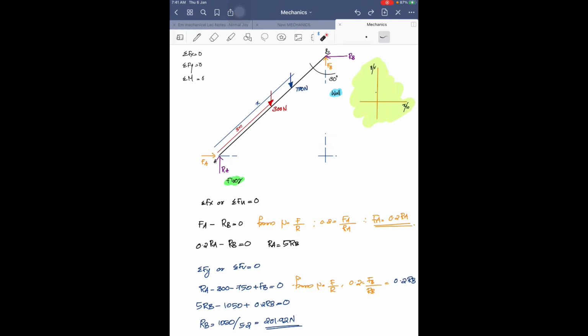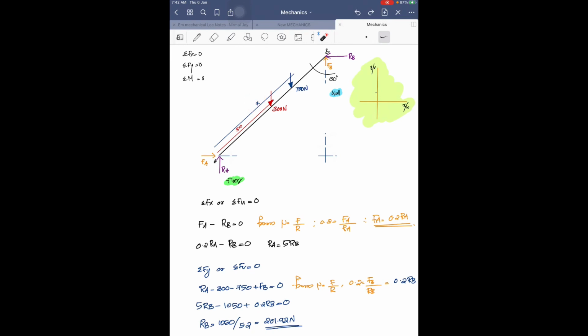If you have any doubts in any step, just pause the video, rewind, and you will understand it. There is nothing tricky in these steps. Now we got the value of RB, and from here we can find out RA. We need to find out x.